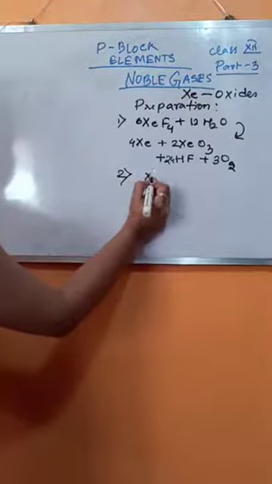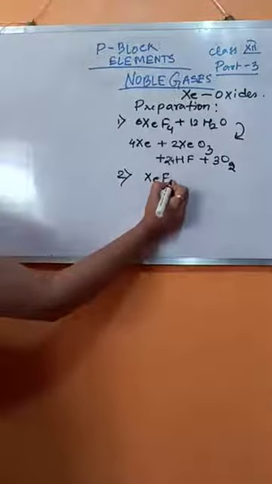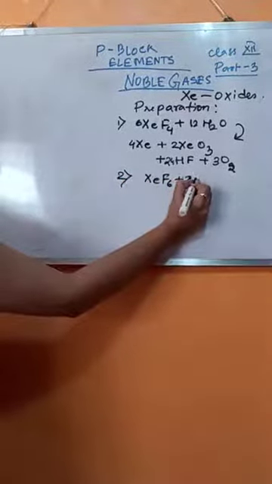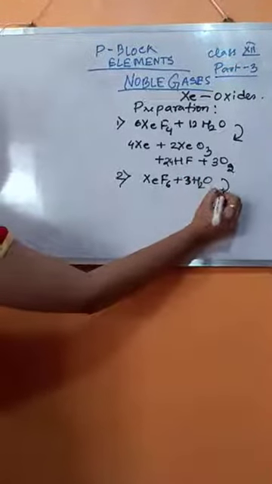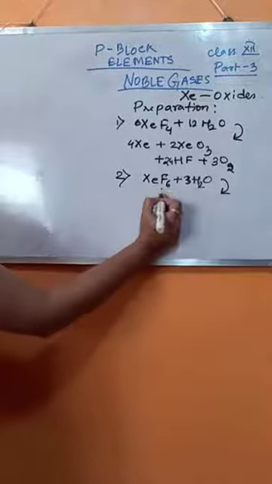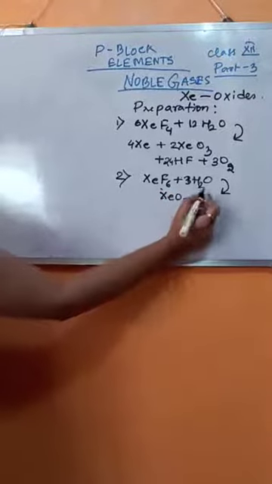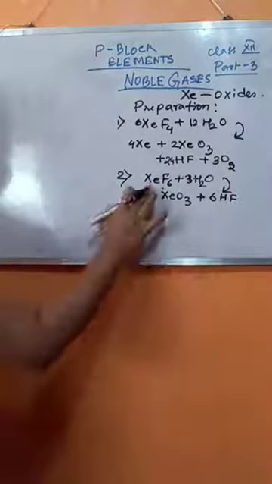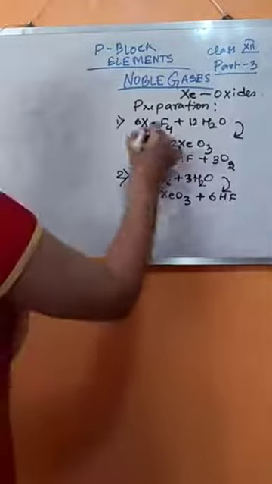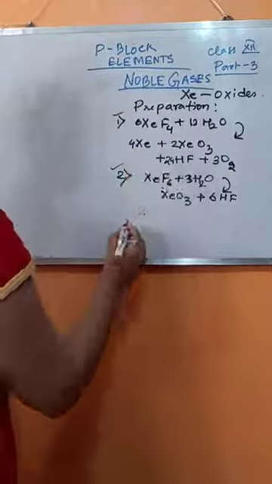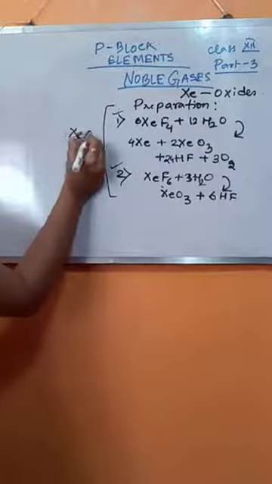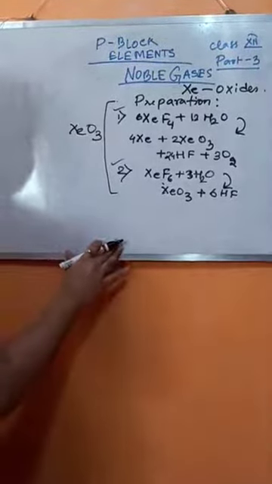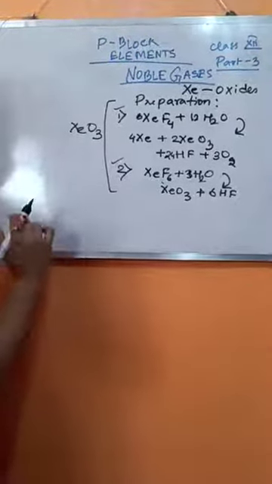Next, hydrolysis of xenon hexafluoride. I will balance it immediately. Okay, reactants and products. These two are the preparation of xenon trioxide. Now I will come to the preparation of xenon tetroxide.